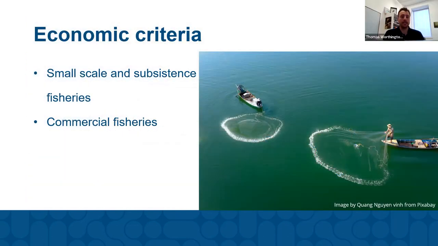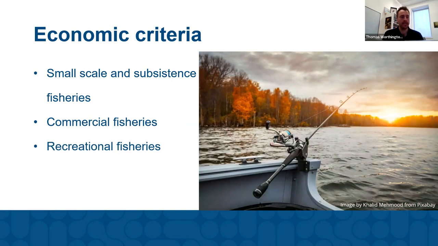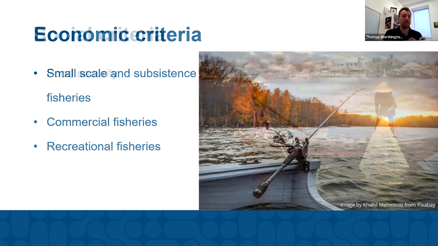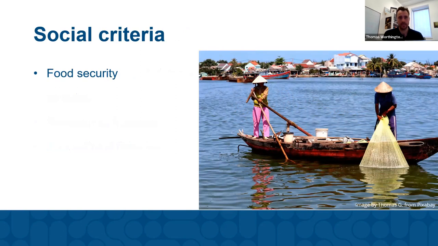Thank you, Arnaud. In addition to the biological criteria that we identify and map in the paper, we also discussed the range of other criteria that we would need to consider to fully map the global swimway. One subsection is the economic criteria, things like small scale and subsistence fisheries, commercial fisheries, but also the prevalence of recreational fisheries that give a value to a different river or set of rivers. In addition to those economic criteria, there are also a number of important social criteria that should be considered.